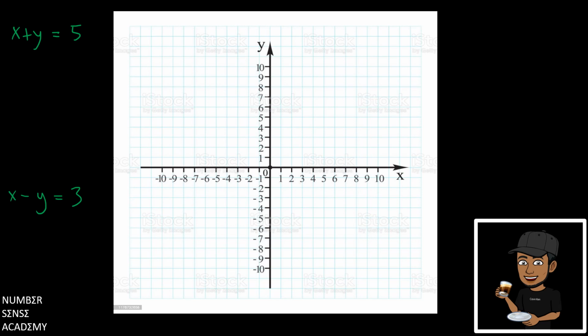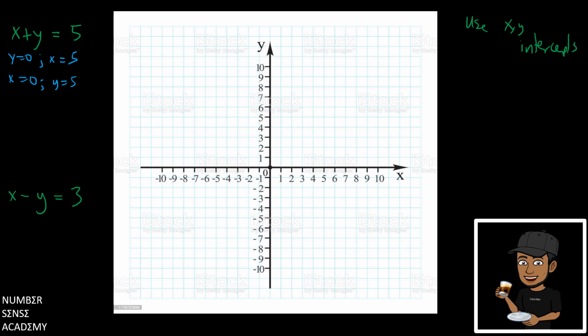Okay, so I think the easiest way to get these ones on the graph is to use the x and y intercepts. So for the first one, when y equals 0, x is equal to 5. Just plug them in and you'll see. And when x equals 0, y is also equal to 5. So that's pretty straightforward. So we find those.